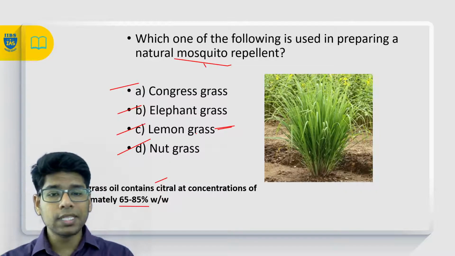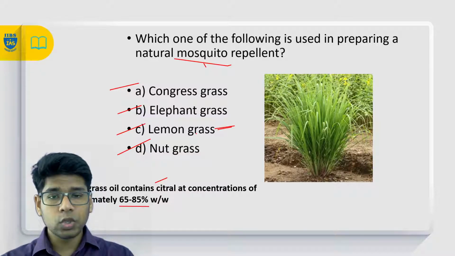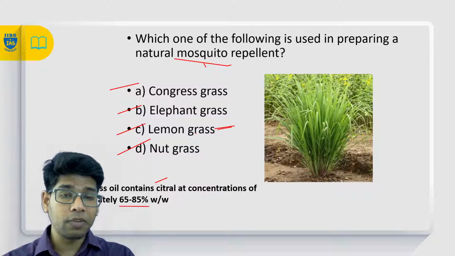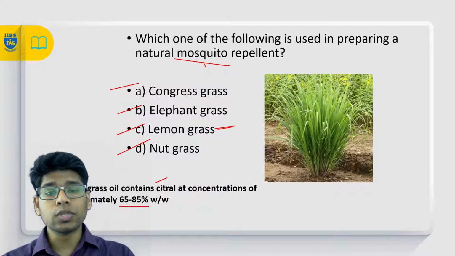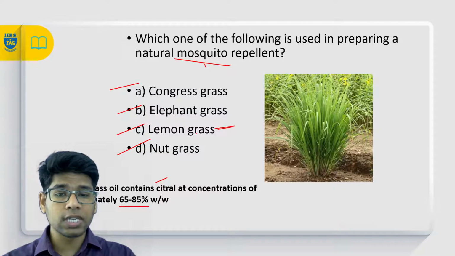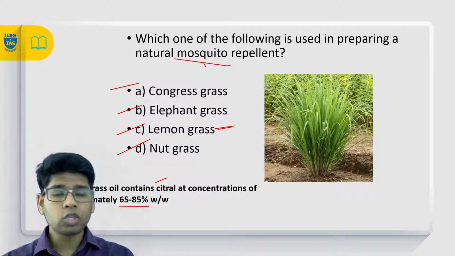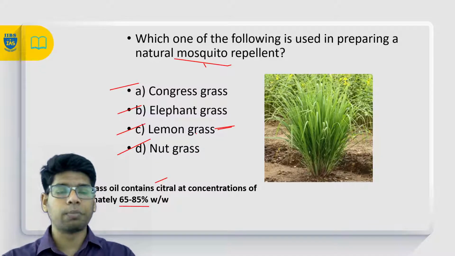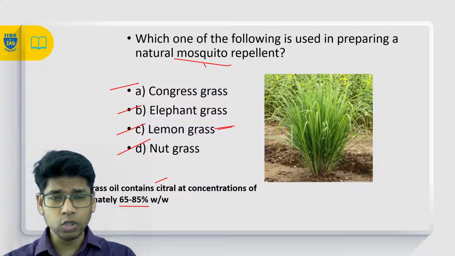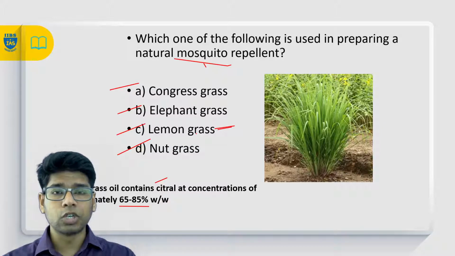So when you apply this lemongrass to the body, the mosquitoes cannot really find you. It reduces the mosquito bite by 40%. But you cannot use the concentrated lemongrass or concentrated citrals. You cannot apply it on the body directly, so you have to dilute it to the required proportions, and then you can use it. So the lemongrass is a natural mosquito repellent.